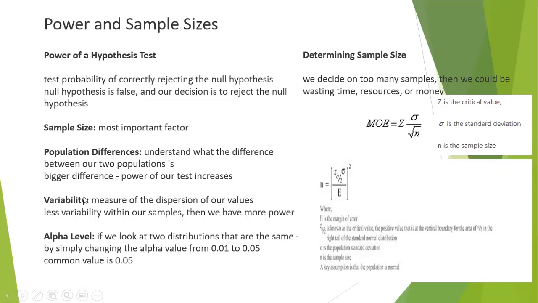It's not going to be the variability. For example, if you're measuring two different populations, your variability will always be there. And you have to consider your alpha level. As I told you, the alpha level will vary from 0.01 to 0.05, and the common value is 0.05. This will define your alpha value. You just know about it.